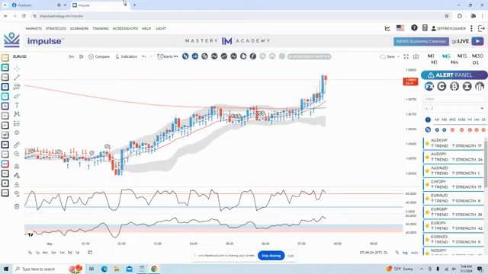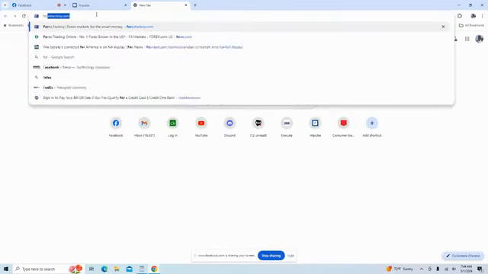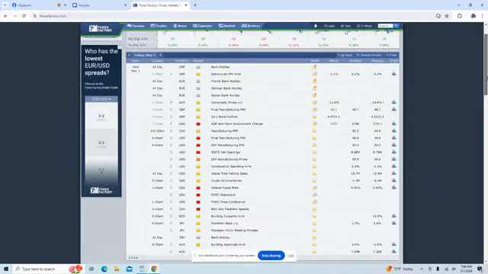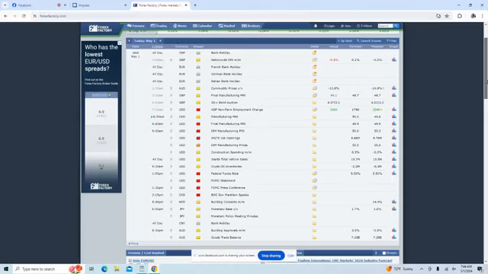So the first thing I want to do is go to Forex Factory to see what my news is. Now this part I already know. There is a lot of news today, so we have to be careful. These are my time zones. You can adjust the time so that it's your time zone.